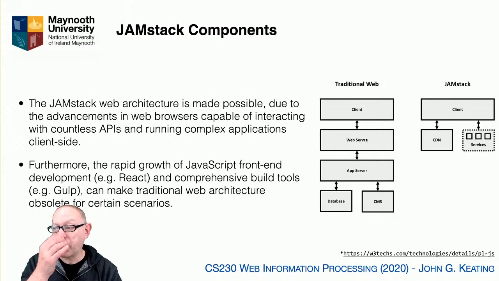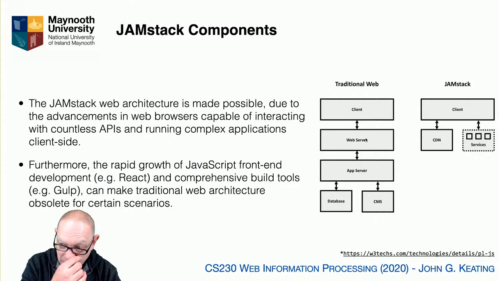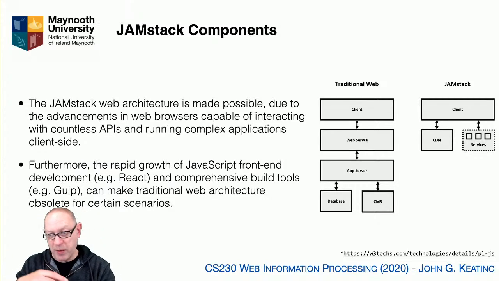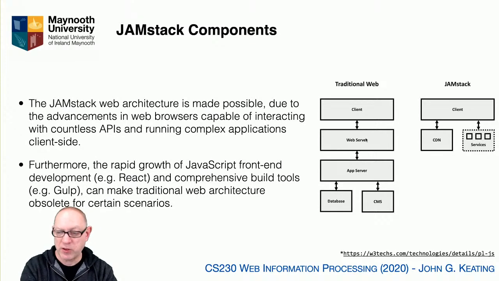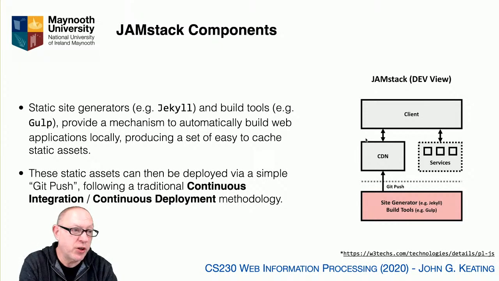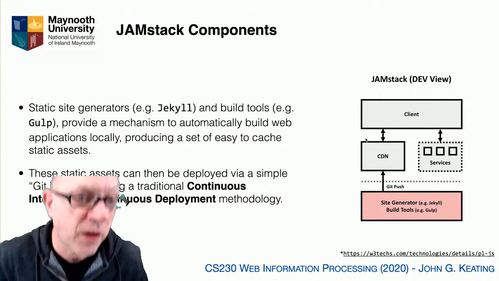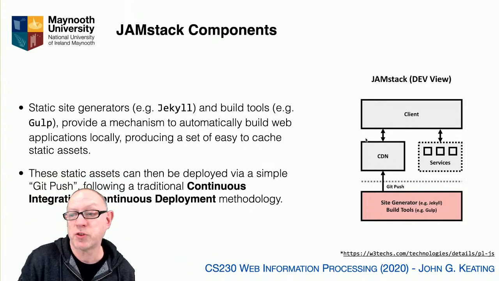The JAMstack architecture is made possible because of the advancements in the web browser's capability of interacting with countless APIs, running complex applications on the client side, and the rapid growth of JavaScript front-end development, like React, for example. Build tools like Gulp make traditional web architectures obsolete for certain scenarios. So, if I was running my third year module in web dev, in addition to the second year, I would probably be focusing entirely on some JAMstack type structures.